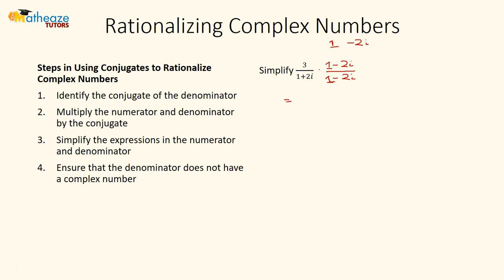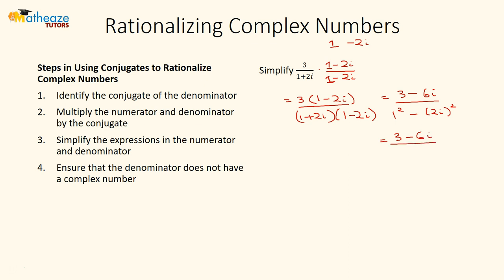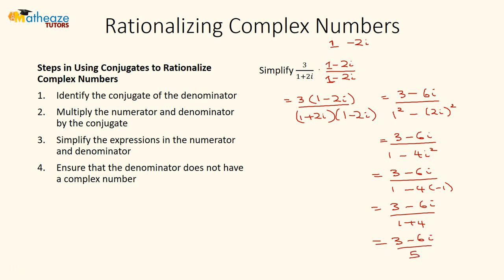So now let's simplify this. This is going to be 3 multiplied by 1 minus 2i divided by 1 plus 2i multiplied by 1 minus 2i. So we have 3 times 1 is 3. 3 times negative 2i is minus 6i. And then we have 1 squared minus 2i squared. So this is going to give us 3 minus 6i divided by 1 minus 4i squared, which is 3 minus 6i divided by 1 minus 4 multiplied by negative 1, which is 3 minus 6i divided by 1 plus 4, which is equal to 3 minus 6i divided by 5.